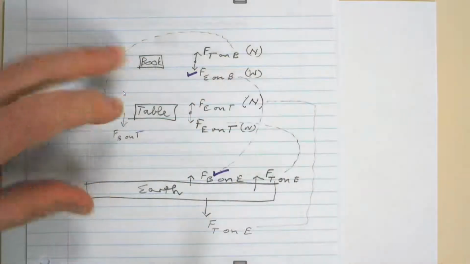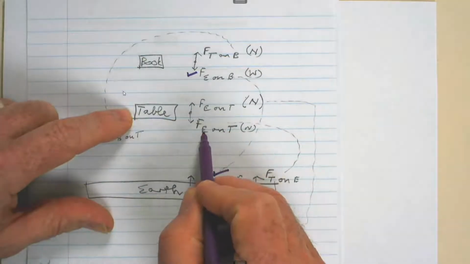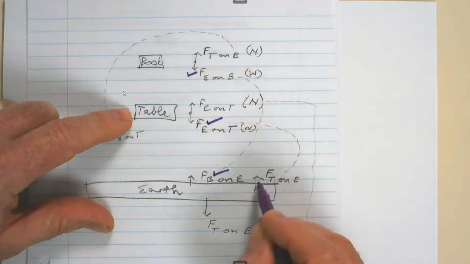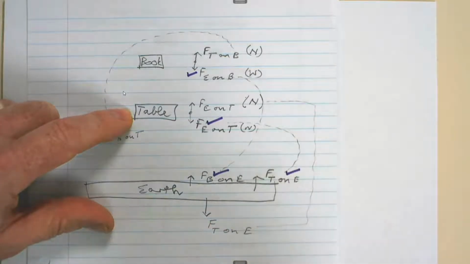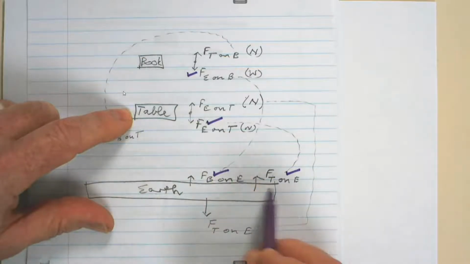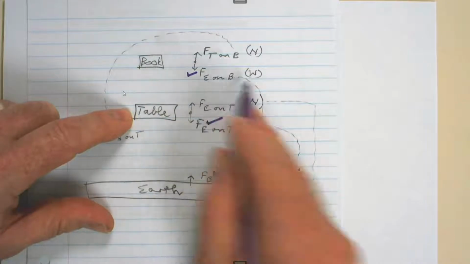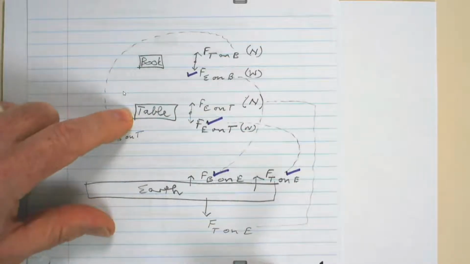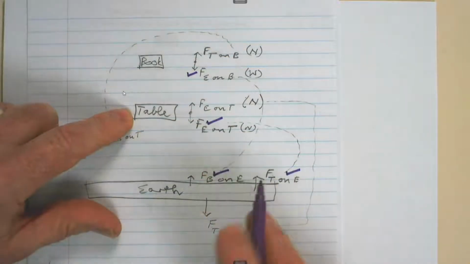Now, let's do the same for the table. The earth attracts the table, so it is the force of the earth on the table, and the other part of the action-reaction force is then the force of the table on earth. Now, you can see every time the label switches places, E on T, T on E, E on B, B on E. That is why this is a very handy technique to identify the action-reaction force pairs.